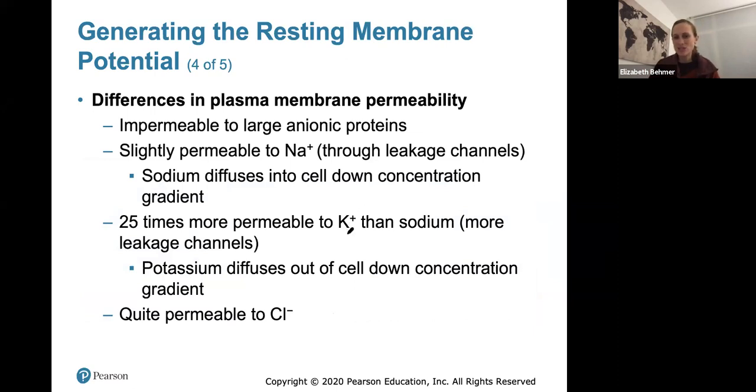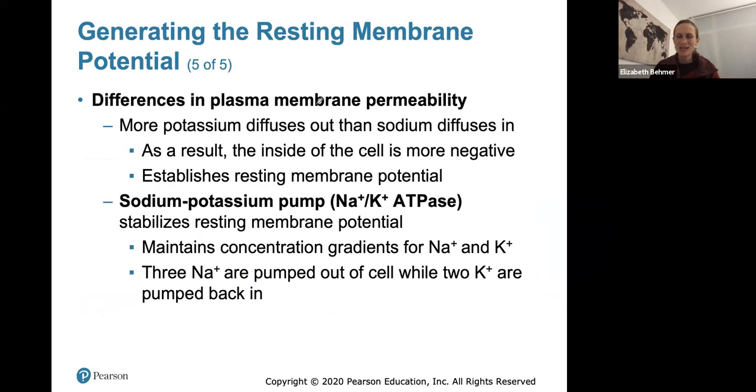So this takes you through some of the differences in plasma membrane permeability. Basically, the leakage channels are much more permeable to potassium, so potassium will always diffuse out of the cell down its concentration gradient. We also have the sodium potassium pump, which always helps to stabilize resting membrane potential. It maintains your concentration gradients of sodium and potassium ions, always trying to keep sodium outside of the cell and potassium inside the cell.